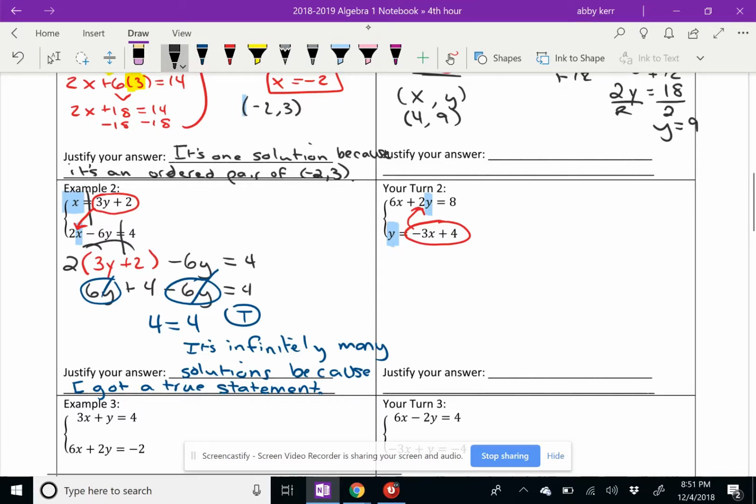So we're not going to do anything to the 6x or the plus 2. We're replacing the blue y with what we wrote in red.